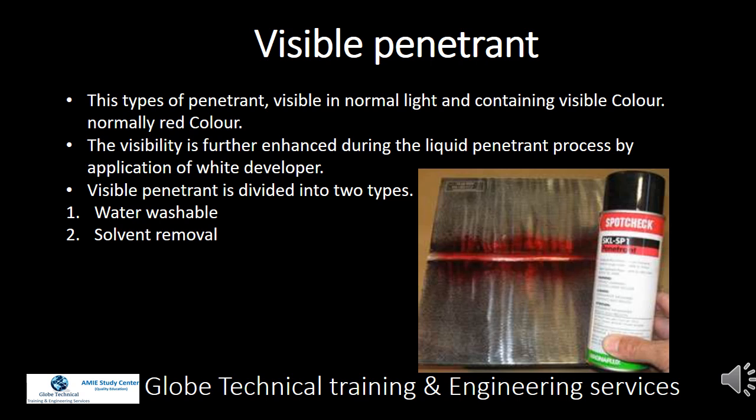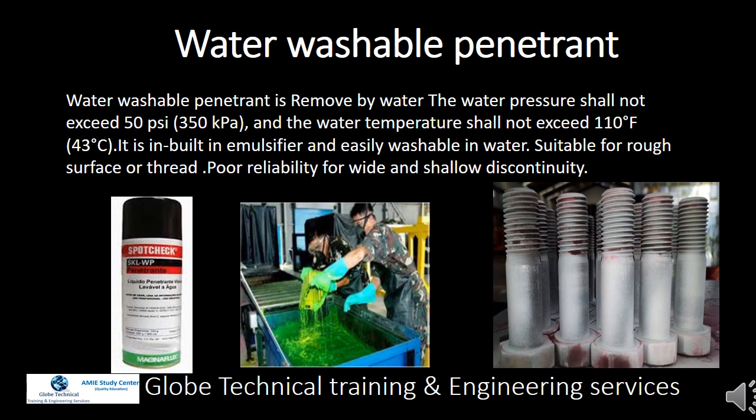Visible penetrant. This type of penetrant is visible in normal light and contains visible color, normally red. The visibility is further enhanced during the liquid penetrant process by application of white developer. Visible penetrant is divided into 2 types: water washable and solvent removal.